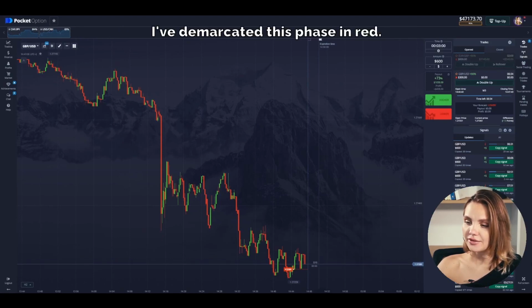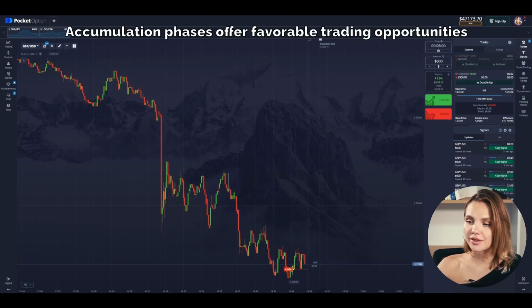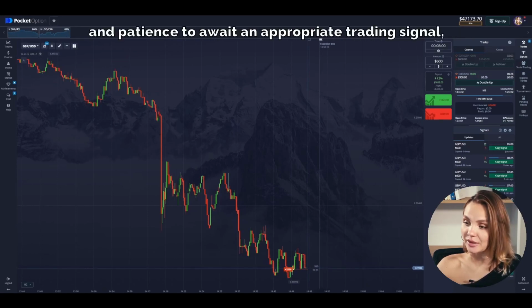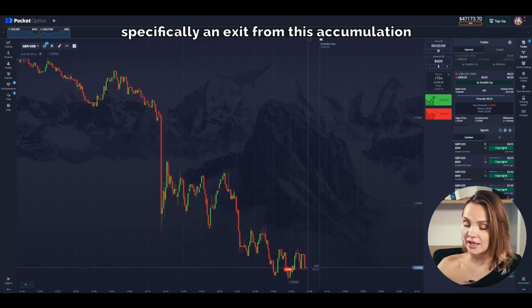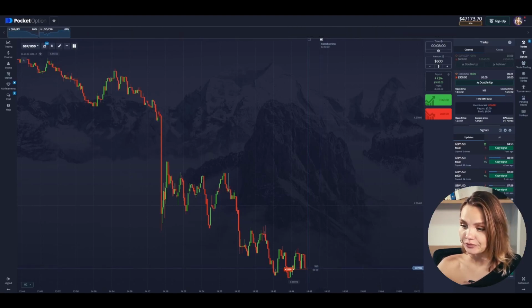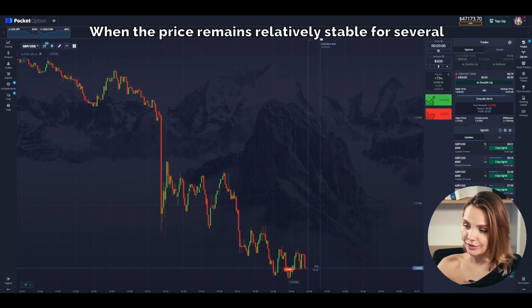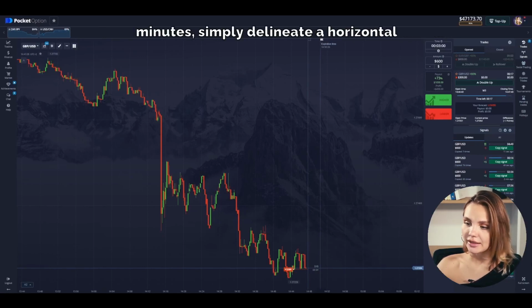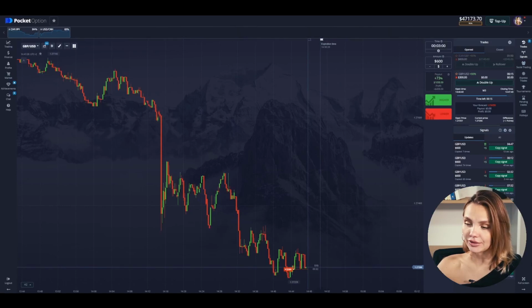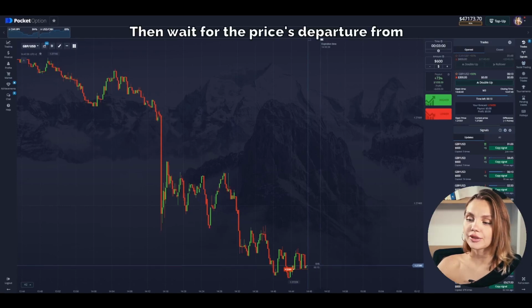I've demarcated this phase in red. Accumulation phases offer favorable trading opportunities provided you possess the time and patience to await an appropriate trading signal, specifically an exit from this accumulation range. And when the price remains relatively stable for several minutes, simply delineate a horizontal channel.